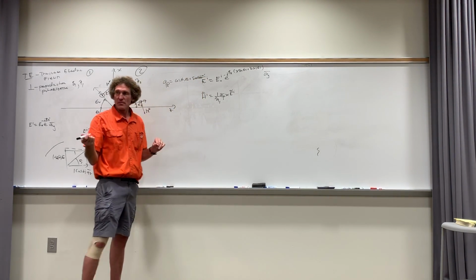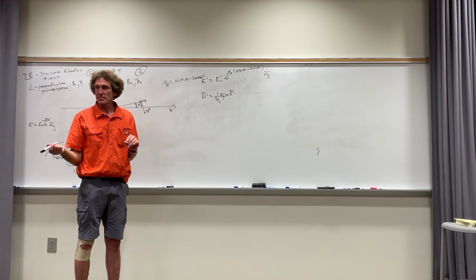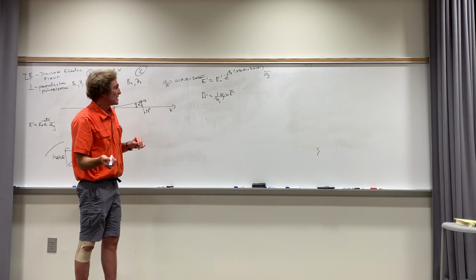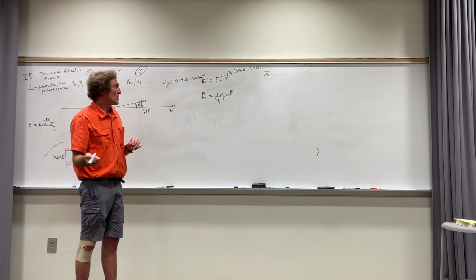Does he have that in his book? I'm sure he does. You're looking? All right. Negative cosine AX. Yeah, he has it.